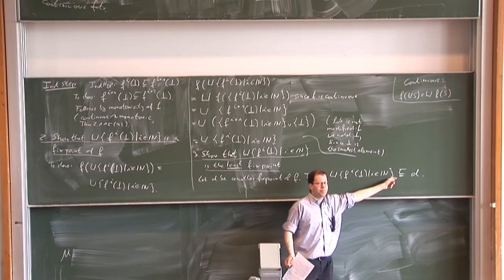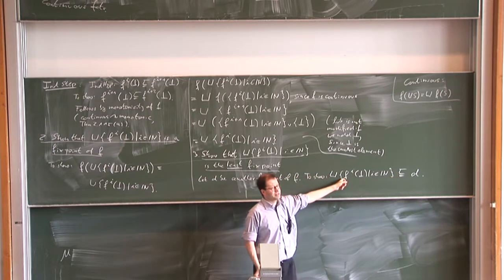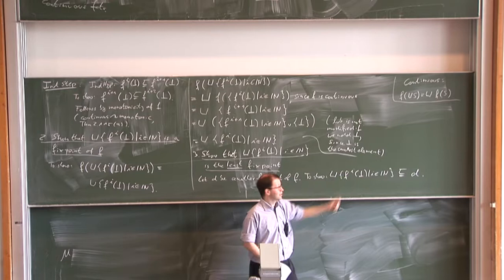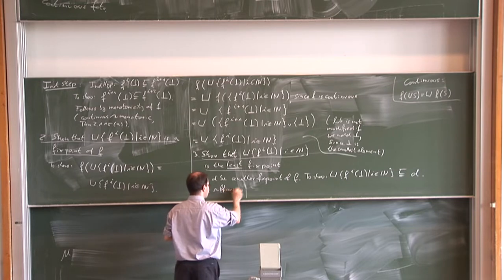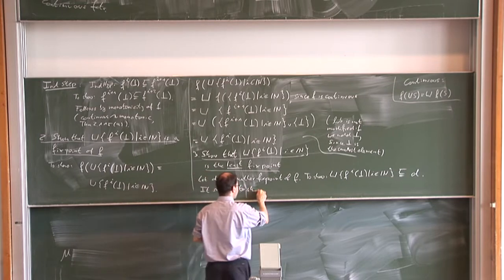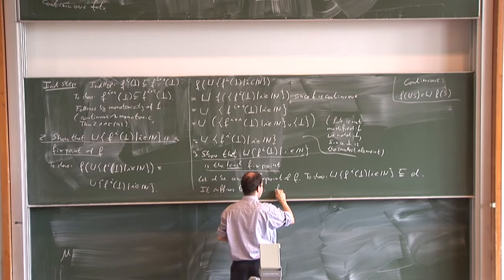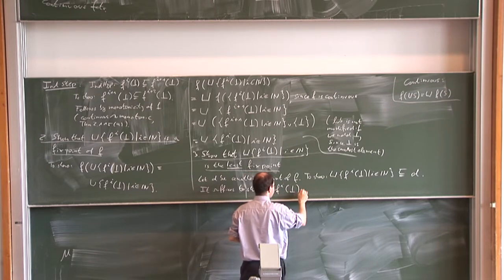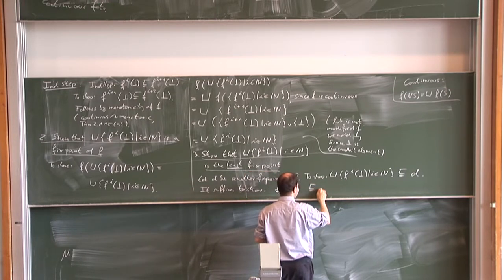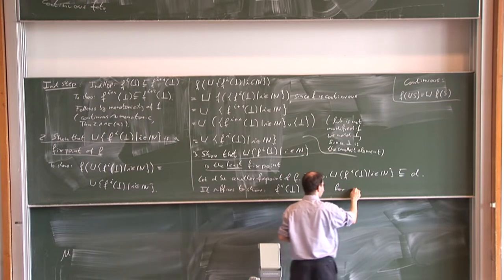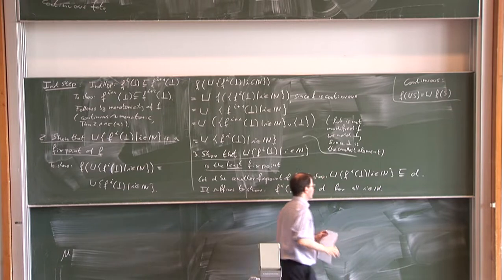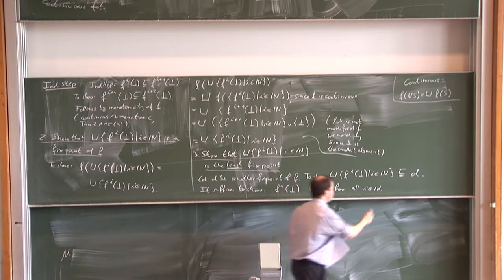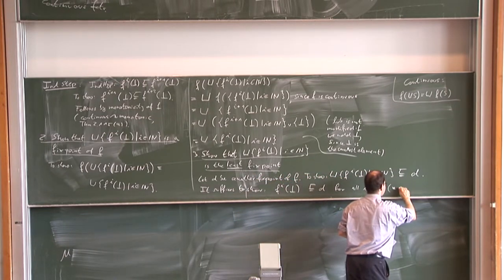Then D is also an upper bound, and therefore the least upper bound of the set must be smaller than D. So it suffices to show every element of the set here is less defined or equal than D for all I. So let me call this double star.